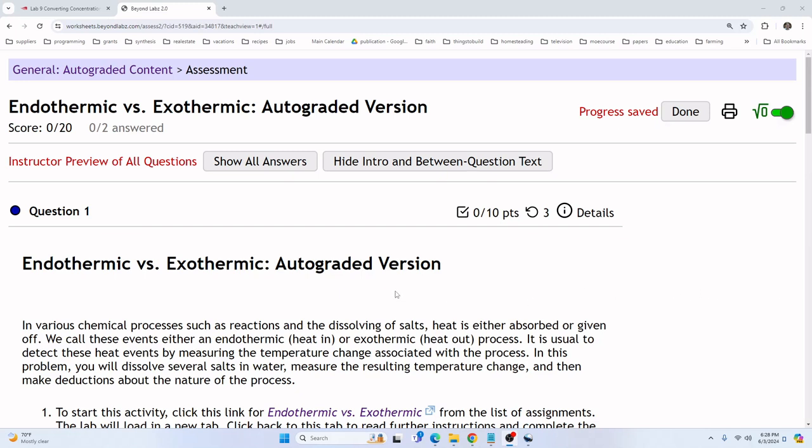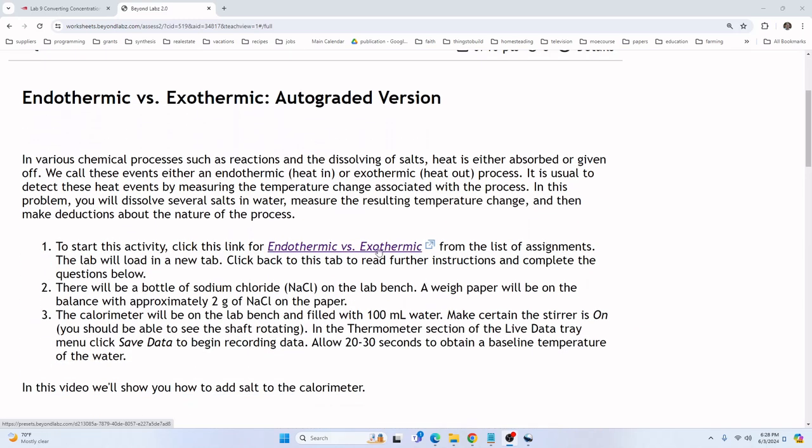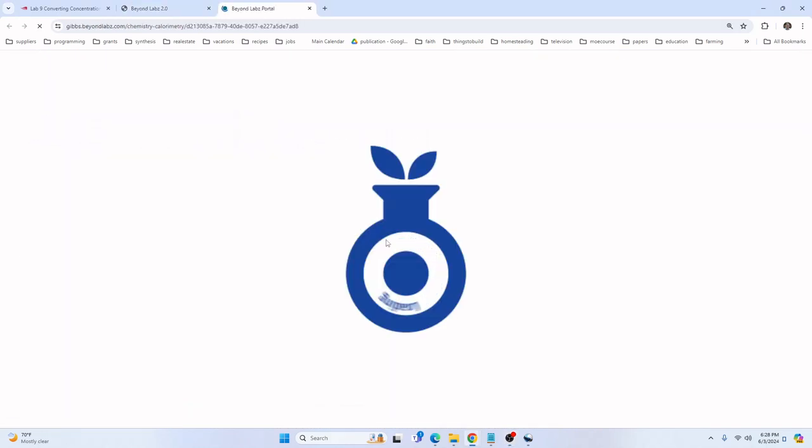In this video we'll be performing Lab 12, Endothermic versus Exothermic. We'll be adding different salts to water, and we'll see how those different salts affect the temperature of the water and how dissolving those salts is either an endothermic or an exothermic process. Let's click on the link here to get started.